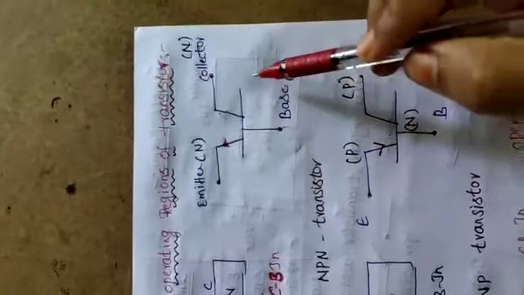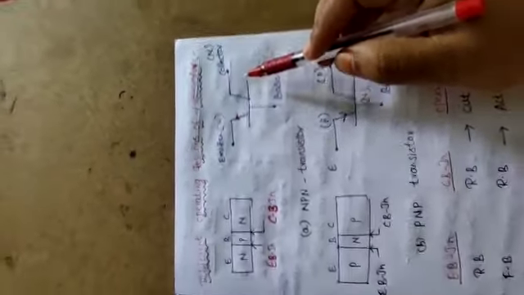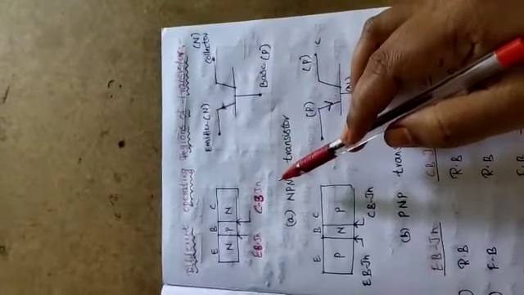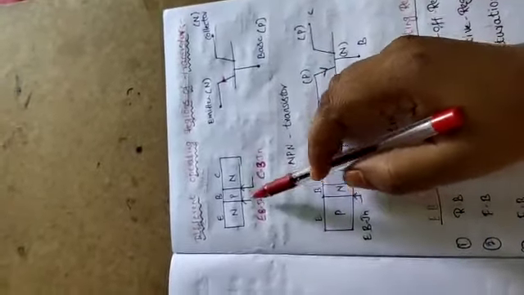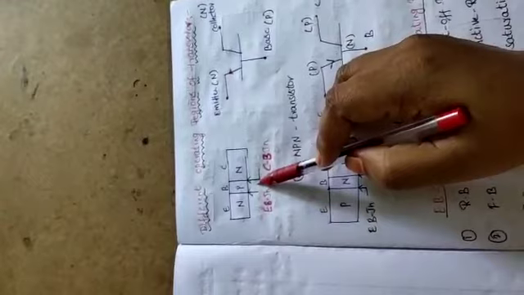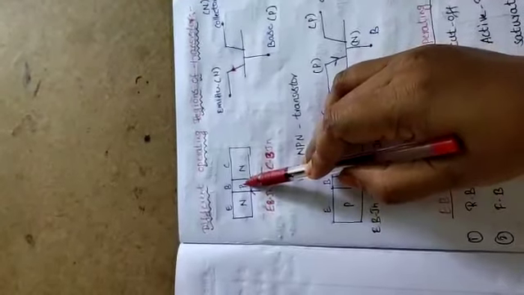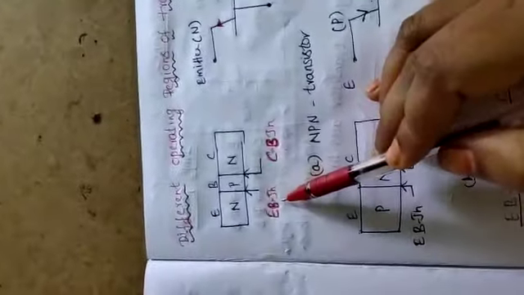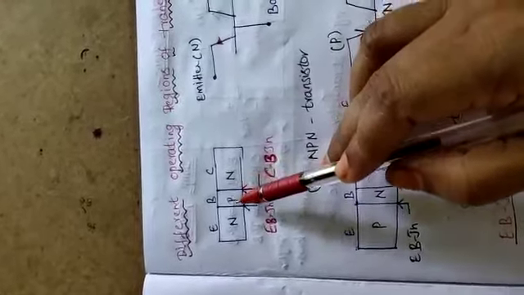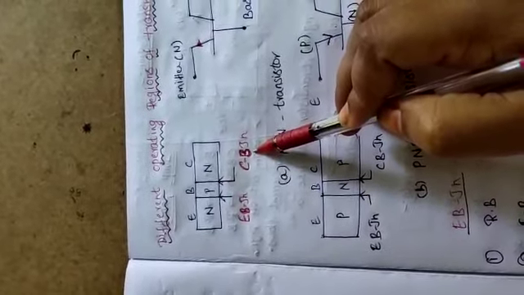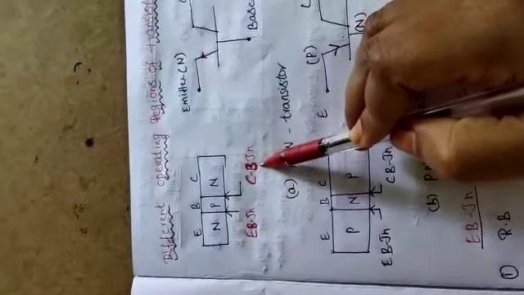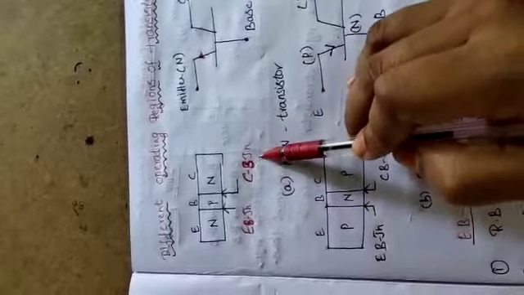A transistor has three terminals: emitter, base, collector. There are two types of transistors: NPN and PNP. There are two PN junctions. One junction is between emitter and base, so that is the emitter base junction. Another junction is between collector and base, and that junction is called the collector base junction. So the transistor has two PN junctions.